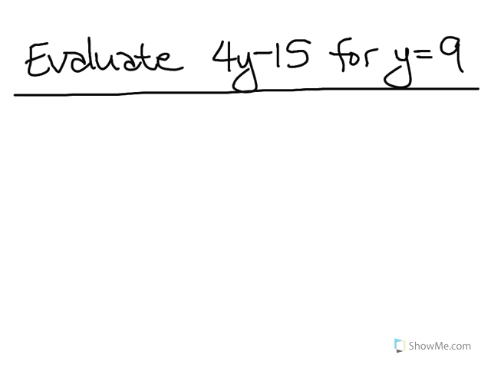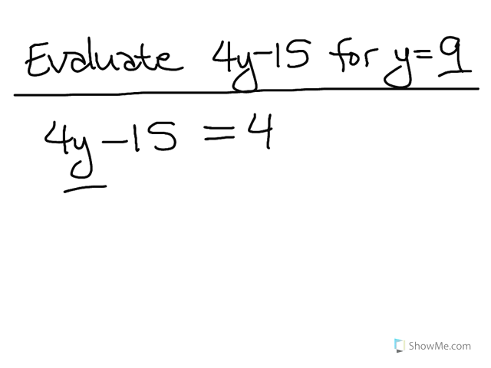In this problem, we're going to evaluate 4y minus 15. 4y minus 15 is our expression. We're going to evaluate it in the situation where y happens to be equal to 9. To evaluate, then, the first step would be to make a substitution. We can substitute one number for another whenever we know that they are equal to each other. We know that y is equal to 9. So, from now on, wherever we see a y, we can replace it with a 9. Let's do that here. Instead of having 4 times y, we have 4 times 9, and then minus 15.